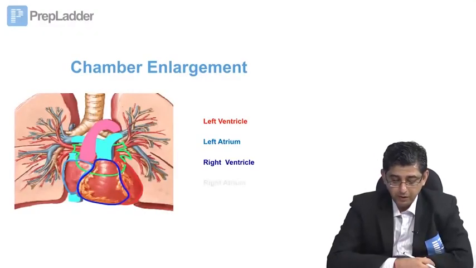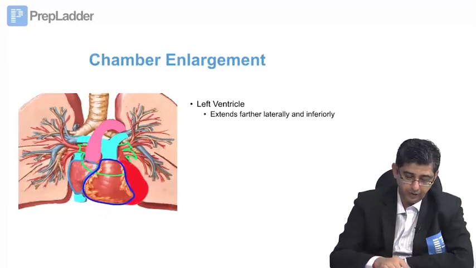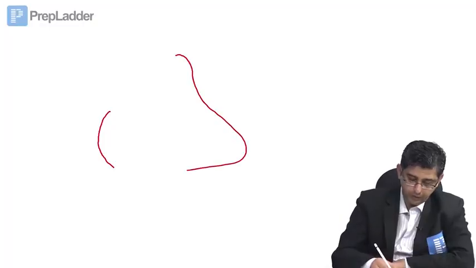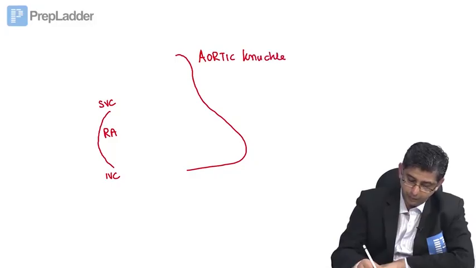The following diagrams here represent chamber enlargement. If you look at the diagrams here, you would be getting a better orientation with respect to the right heart border. This is the aortic knuckle. This would be the right atria of the patient, the superior vena cava and the inferior vena cava. This would be the aortic knuckle. Then would be the main pulmonary artery. Then is the left atrial appendage, and then is the left ventricle.